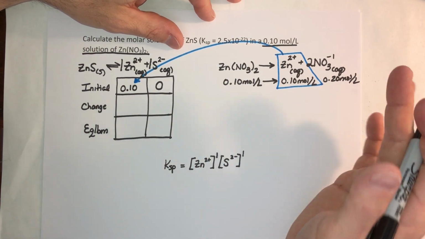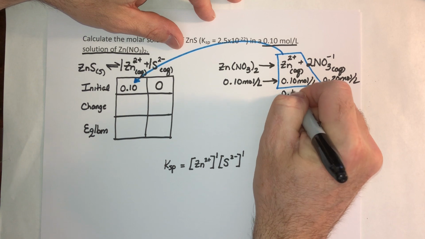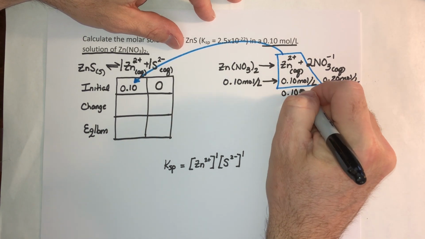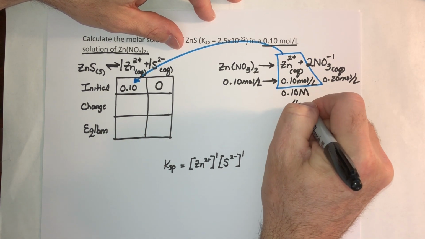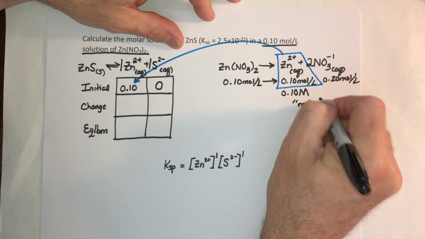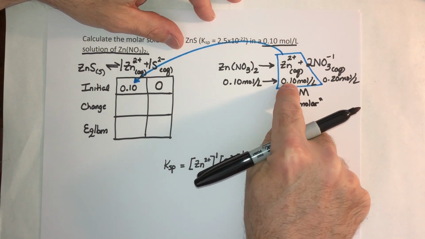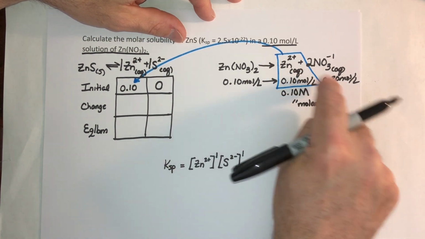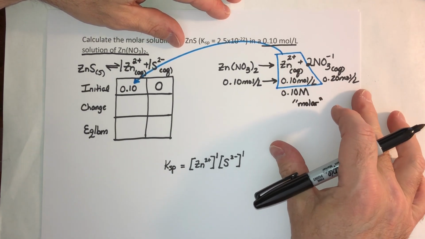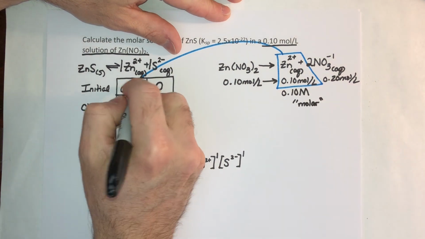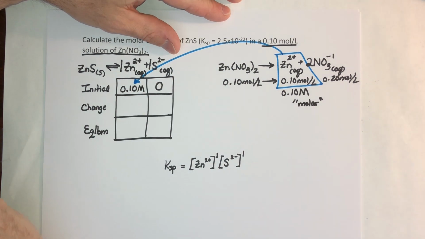Because we use moles per liter so often, we have a shorter form. It's a capital M, and it's just pronounced as molar. So this would be 0.1 molar, or 0.1 moles per liter. Okay, it's just an alternate symbol and an alternate way of saying it. So if you wanted to, you could just call this 0.1 molar.